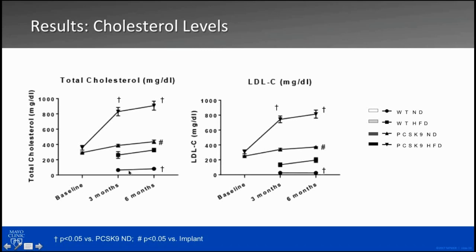There were no differences, of course, in the normal diet animals as our controls. There was a slight elevation in the high-fat diet animals at 3 and 6 months. And interestingly, the normal diet PCSK9 gain-of-function animals did have a slight rise over time, and it was a significant difference between 6 months and baseline.